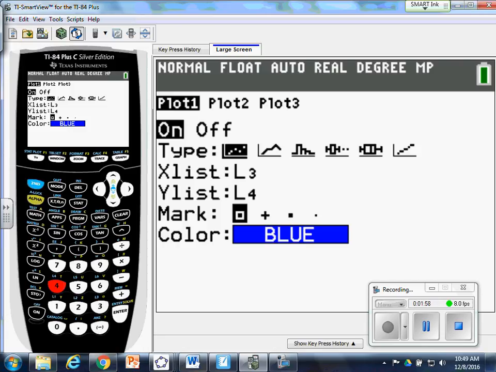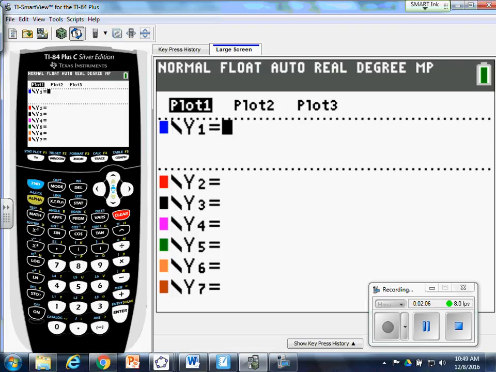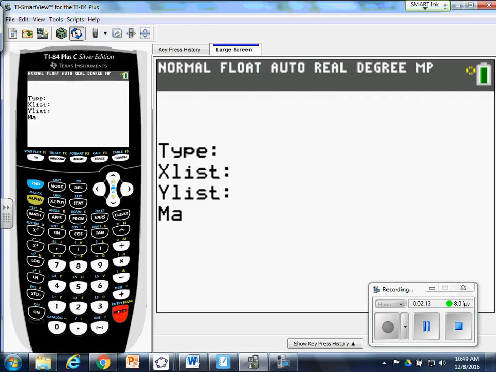Then we have any type of symbol you want for the mark, and any color you want. I'm going to go into the y equals and just clear out what was there from the previous example, so I can show what it will look like with no equation in there. So again, my stat plot settings look just like this.